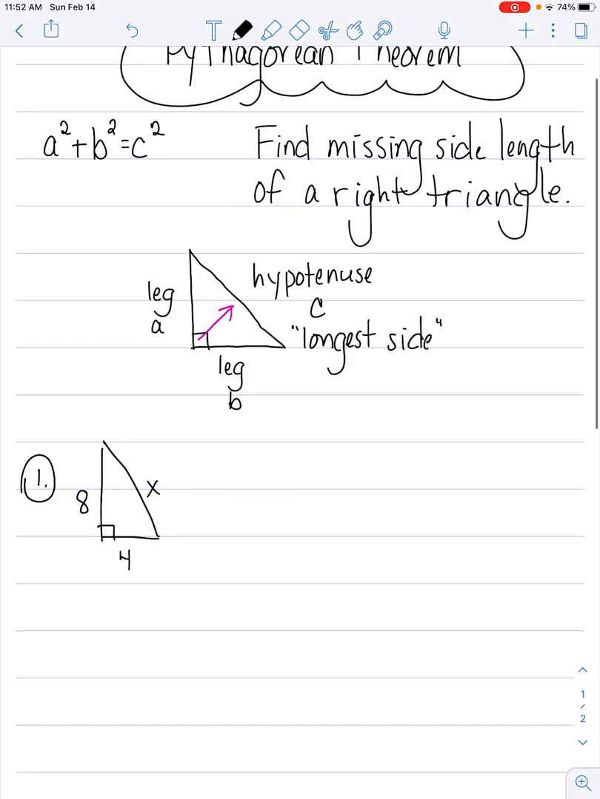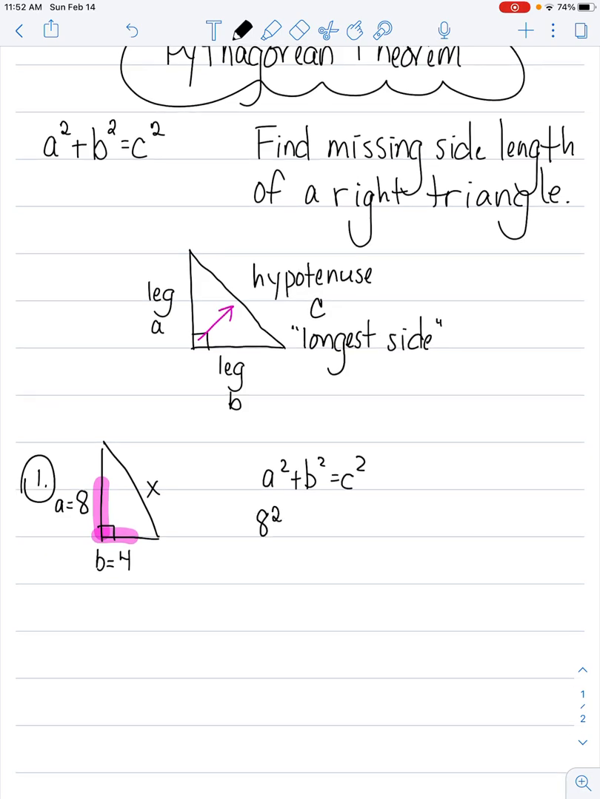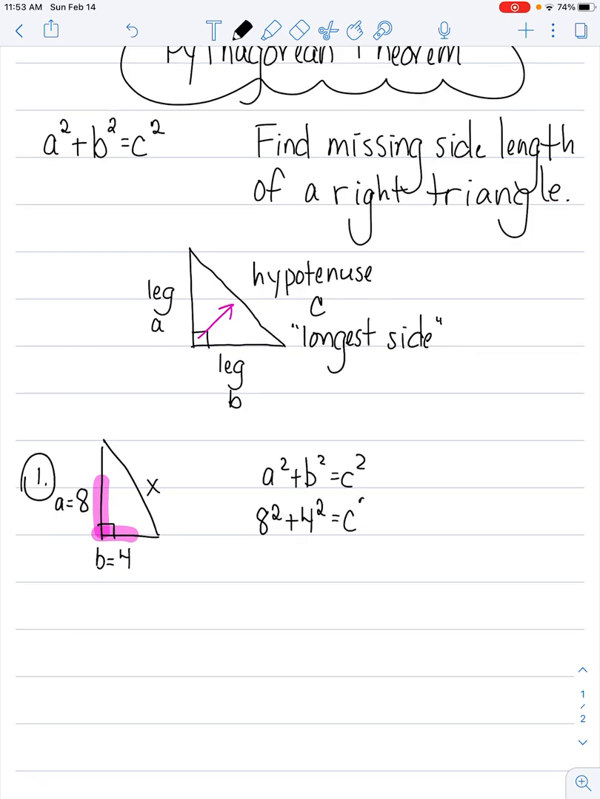So let's do this. First, write your formula: a squared plus b squared equals c squared. Next, find your L. That's always the first thing I do. That's your right angle. And pick one of those. If you have both of them, which we will in this whole lesson, make one of those A and one of those B. It doesn't matter which is which. So I said A was 8. I'm going to plug these into my formula, my Pythagorean theorem. So A squared is 8 squared. B is 4, so 4 squared equals c squared.